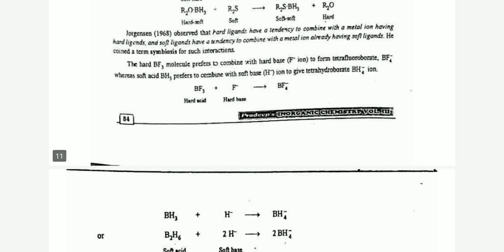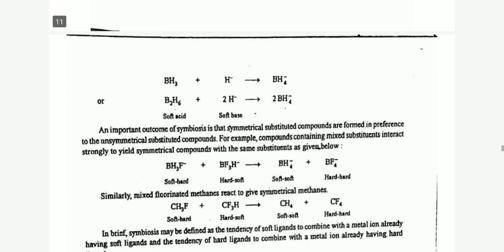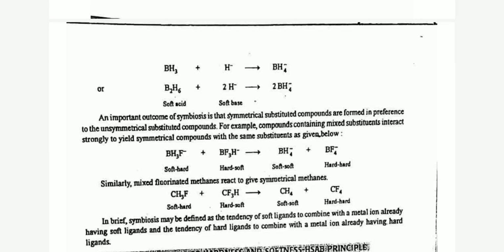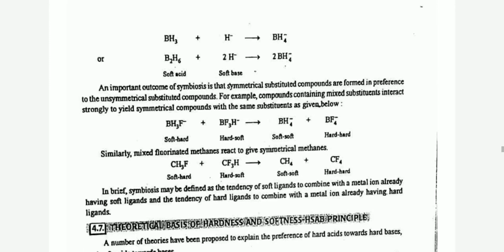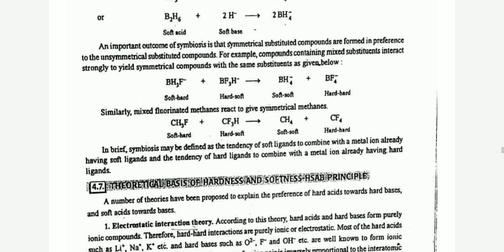BF3 plus F negative gives BF4 negative. BH3 plus H negative gives BH4 negative, or B2H6 plus 2H negative gives 2BH4 negative. An important outcome of symbiosis is that symmetrical substituted compounds are formed in preference to the unsymmetrical substituted compounds. For example, compounds containing mixed substituents interact strongly to yield symmetrical compounds with the base substituents as given below. BH3F negative plus BF3H negative gives BH4 negative plus BF4 negative.